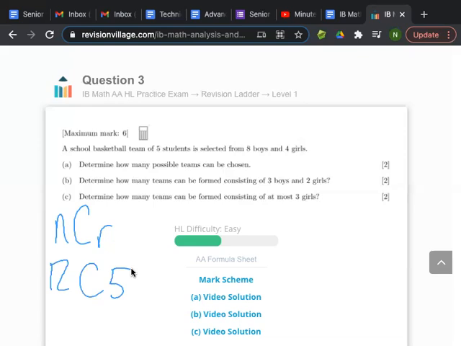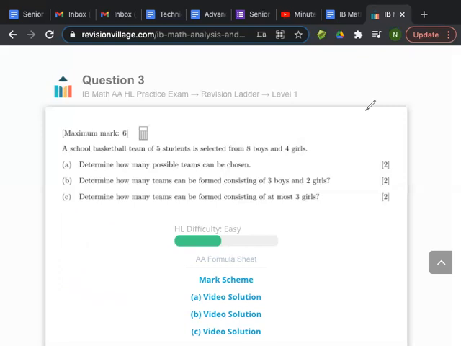Yes, but not with the 5 factorial. You gave it for permutations, not combinations. So permutations for 5, but without it. What question, like A, B, or C? We're on A. Okay. So determine how many possible teams could be chosen. When you type that into your calculator, that's your answer. And then it says how many teams can be formed consisting of 3 boys and 2 girls.